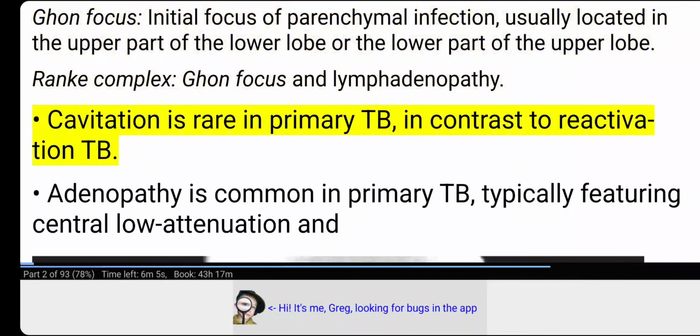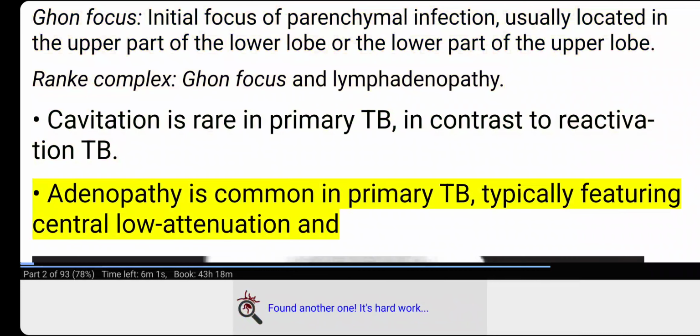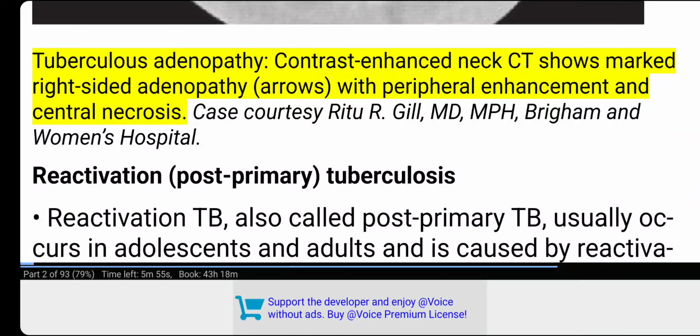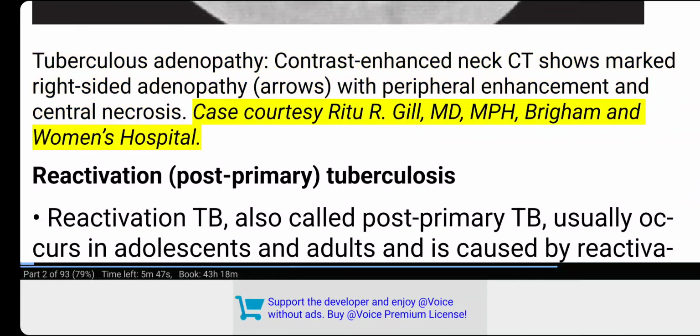Cavitation is rare in primary TB, in contrast to reactivation TB. Adenopathy is common in primary TB, typically featuring central low attenuation in tuberculous adenopathy. Contrast-enhanced neck CT shows marked right-sided adenopathy, arrows, with peripheral enhancement and central necrosis. Case courtesy Ritu R. Gill, MD, MPH, Brigham and Women's Hospital.